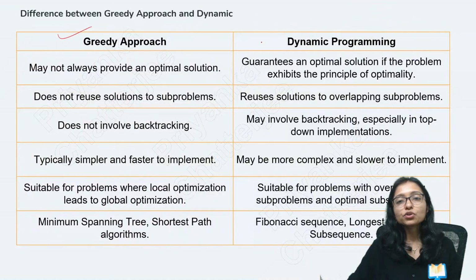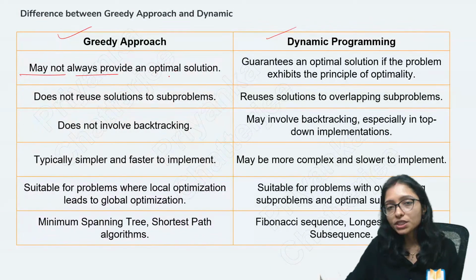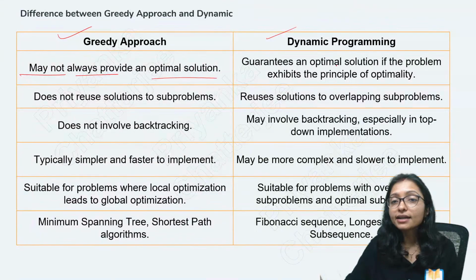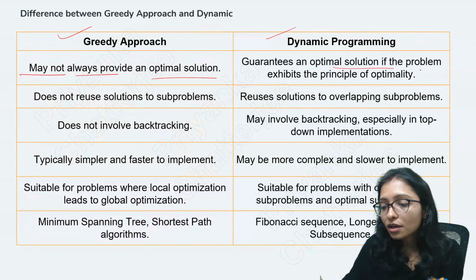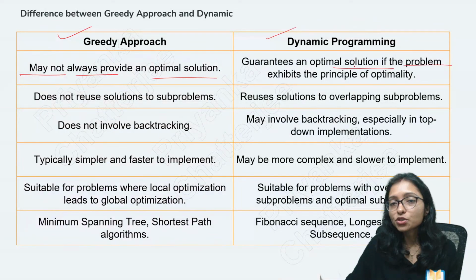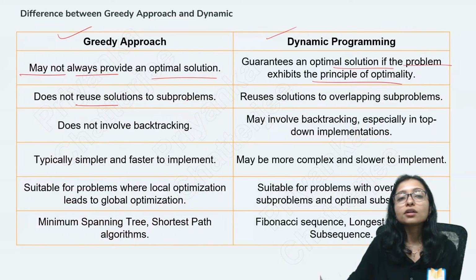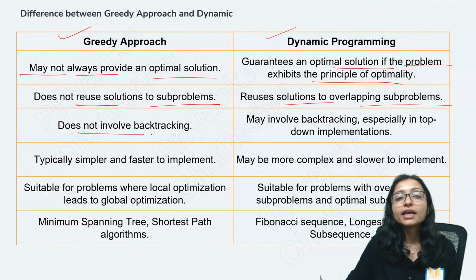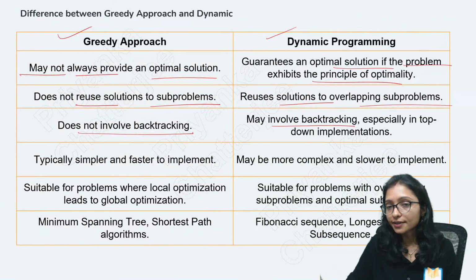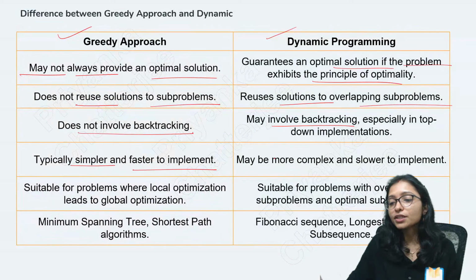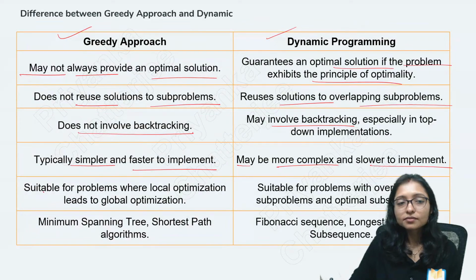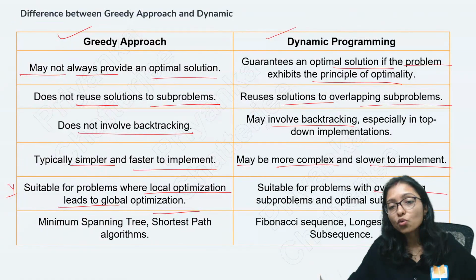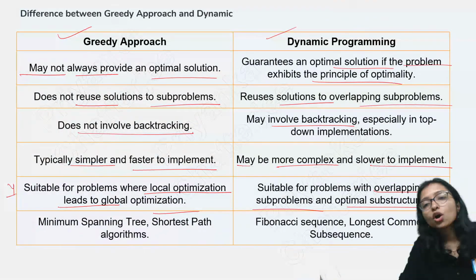Now see the greedy approach and the dynamic approach. What is the main difference? Greedy may not always provide the optimal solution, while dynamic is guaranteed to find the optimal solution. It follows the principle of optimality. Greedy does not reuse the solution to the subproblem, while dynamic reuses the solution of overlapping subproblems. Greedy does not involve backtracking, while here it involves backtracking. Greedy is typically simpler and faster for implementation, and dynamic is more complex and slower. Greedy is suitable for problems where local optimization leads to global optimization. Dynamic is suitable for problems with overlapping subproblems and optimal substructure.